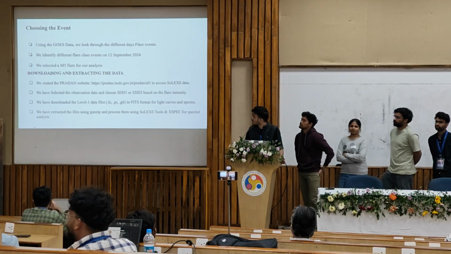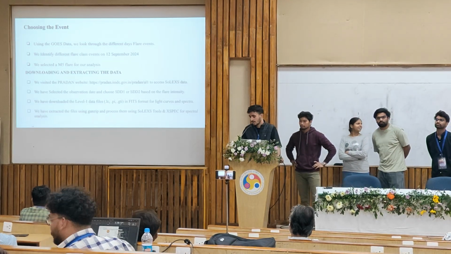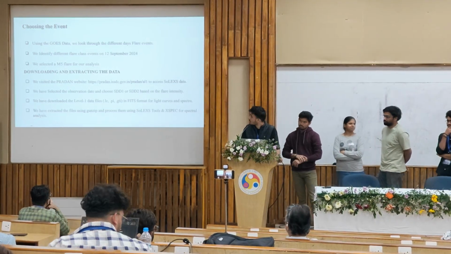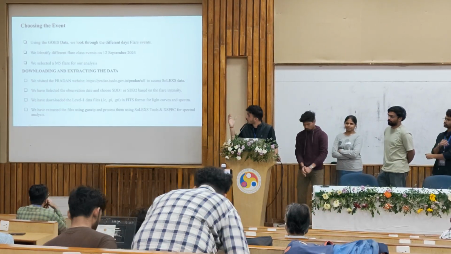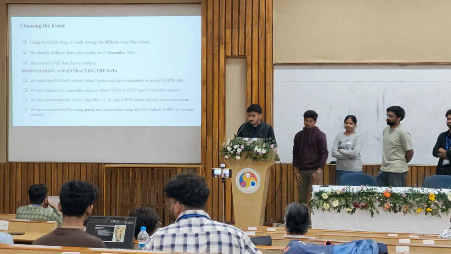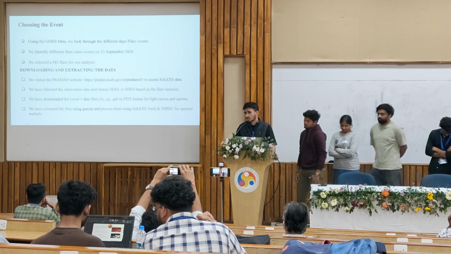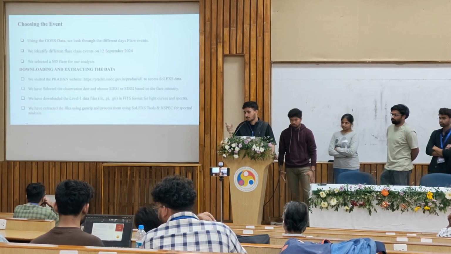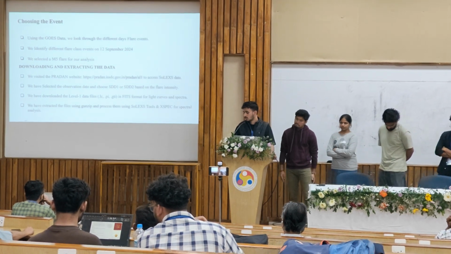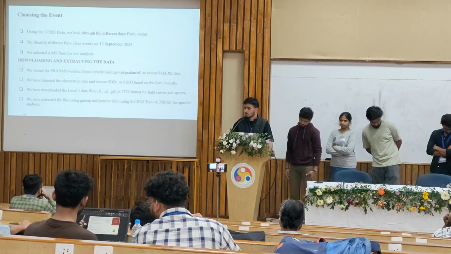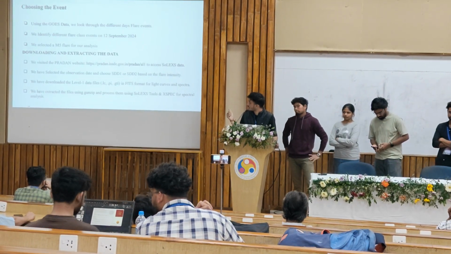Since we have 5 types of flares, like A, B, C, M, and X, we considered a moderately intense flare, M5, and we tried to collect the data from SoLEXS as well. For downloading and extracting the SoLEXS data, we visited the Pradan website and downloaded the SoLEXS data. From that data we look into the intensity of the flare, and we want to know whether we'll collect the data from SDD1 or not.